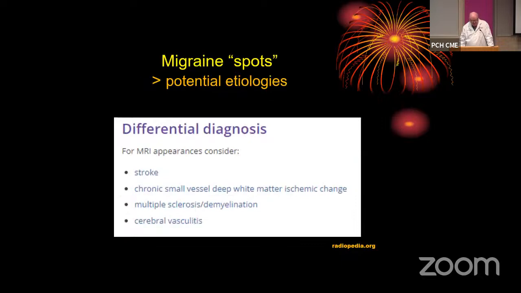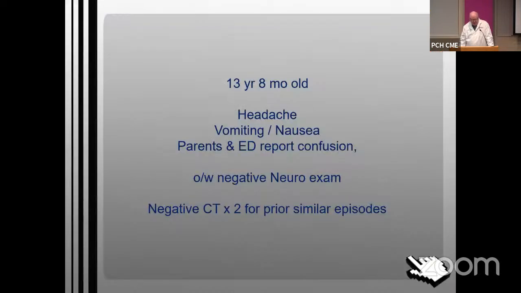There is a differential for them. It could be a manifestation of stroke, chronic small vessel deep white matter ischemic change, multiple sclerosis or other form of demyelination, and even a cerebral vasculitis. I'm just including that because the question comes up: what do we do about spots on some kid who's had an MRI for migraine?